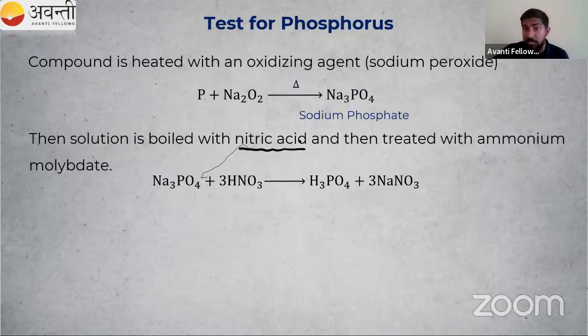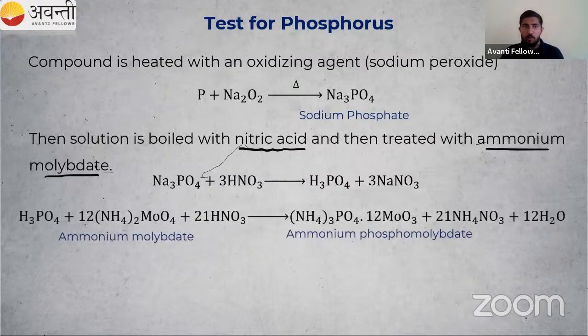Then what is the next step? Here I have ammonium molybdate. So I have H3PO4. Where is my H3PO4? Yeah, here H3PO4 is present. I'm treating H3PO4 with ammonium molybdate. Molybdenum, that is Mo, that is our molybdenum. So ammonium molybdate, then HNO3.